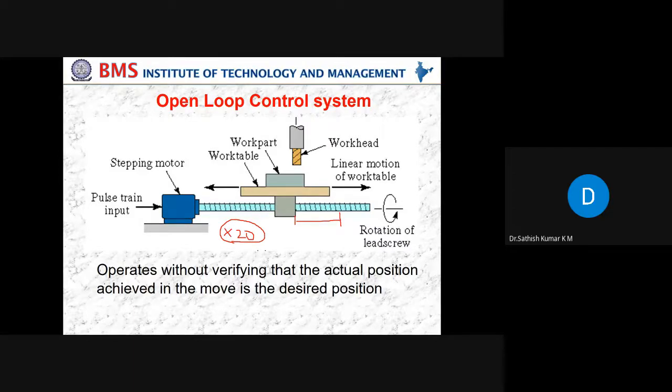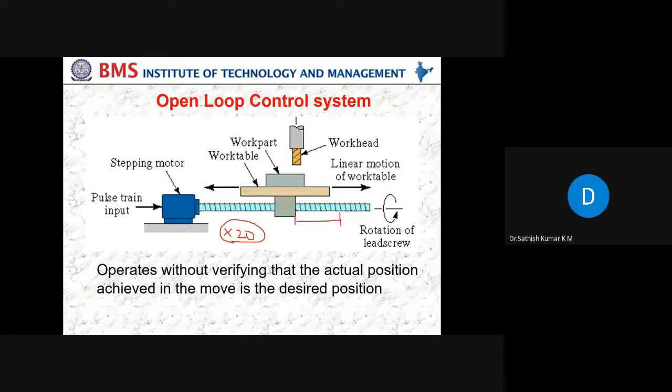is no feedback, which means I am not going to verify whether the work table has moved to the desired location. I have told it 20. Whether it has moved to 20, or to 22 mm, or to 18 mm, I am not going to worry in the case of an open loop control system. Okay, that is very important.